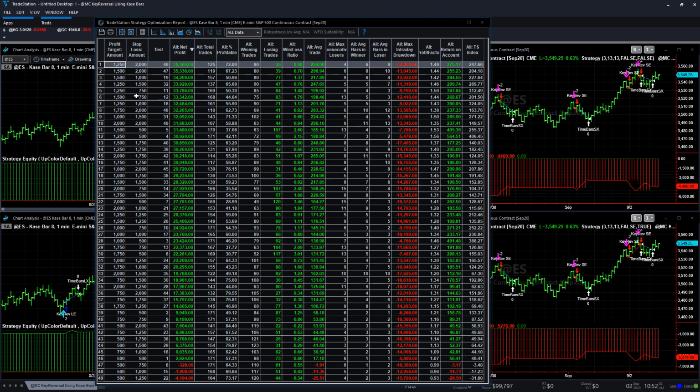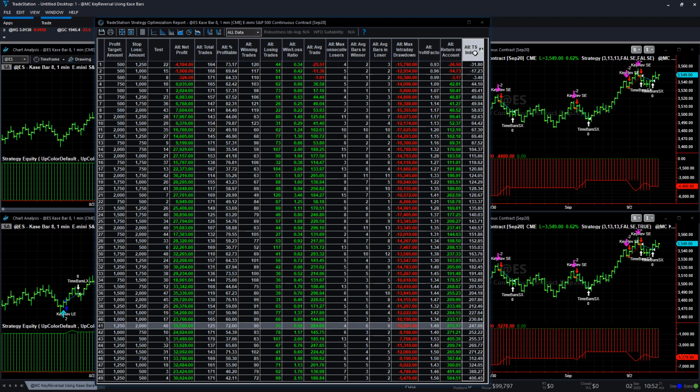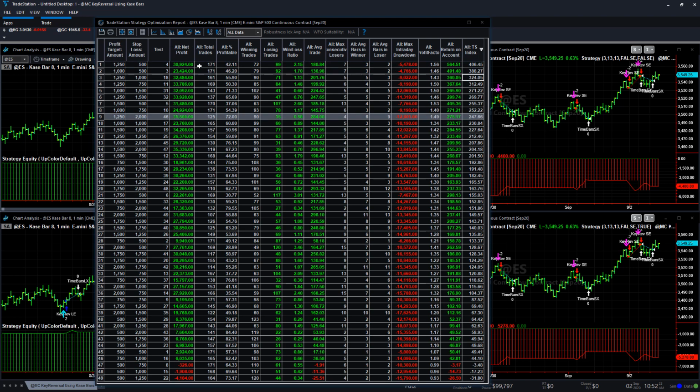Notice there's a couple of outliers here with these $750 stop loss amounts. Those are the kinds of things we would ignore because they're just not really in the main group of parameters that are somewhere between $1,200 and $1,500. Over here on the far right is the TS index. I'm going to double click on that and sort by that. That brings the best risk reward scores to the top.